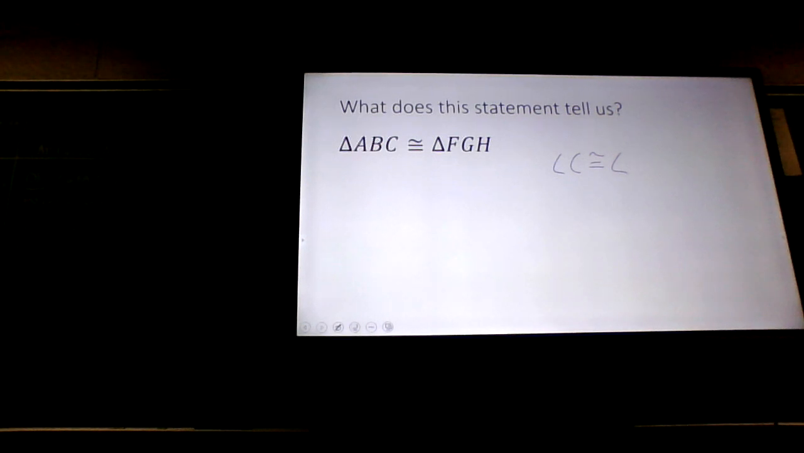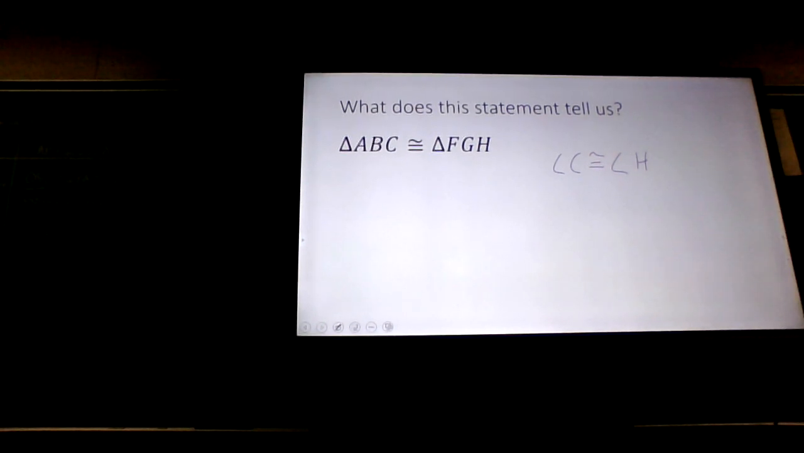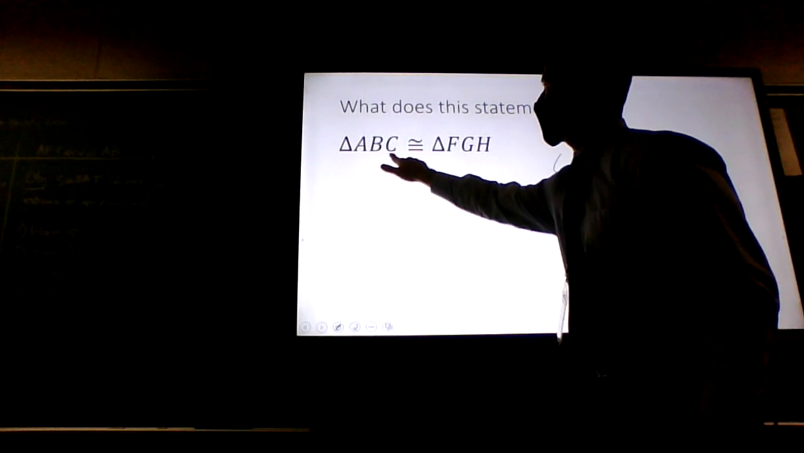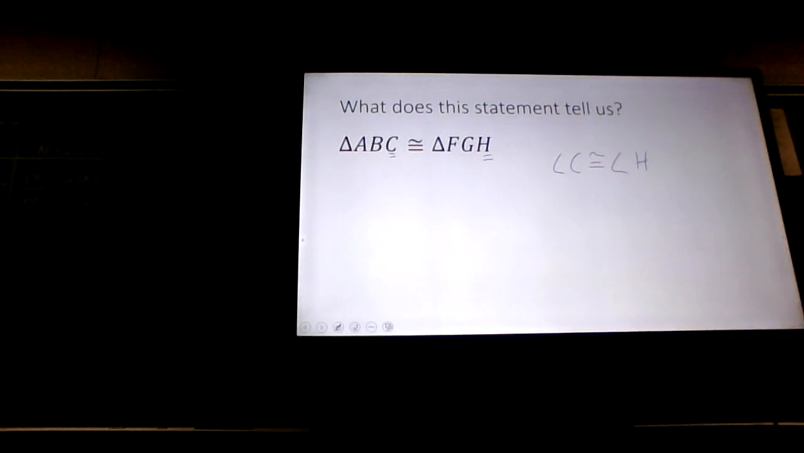Anthony, what angle has to be congruent to angle C? H. Correct. Why, Anthony? Third one over. Correct. So this was the third letter here. This is the third letter here. So that has to be true. Okay?